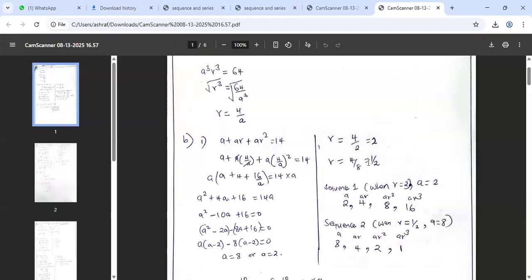Then after getting the values of A and R, we use them to state the 2 possible sequences up to the 4th term. The first sequence is when R is 2 and A is 2, we get 2, 4, 8, 16. And the second sequence is when R is a half and A is 8. So you get 8, 4, 2, 1.